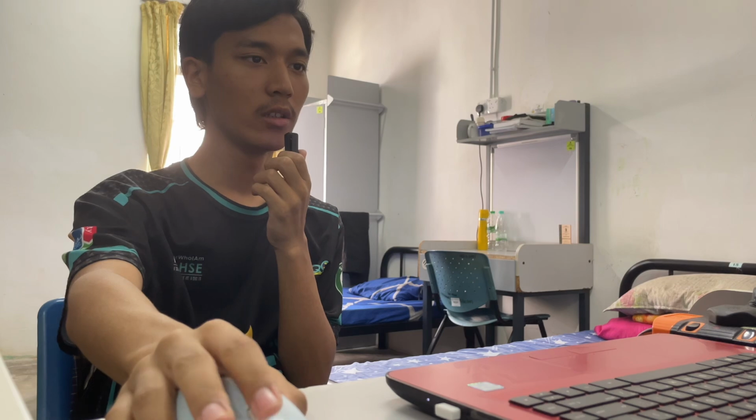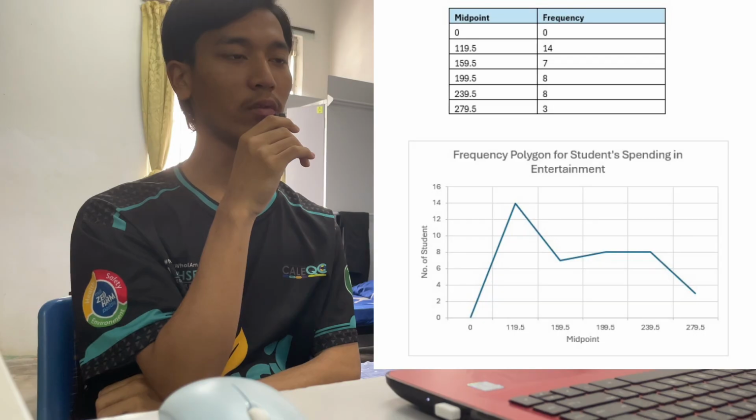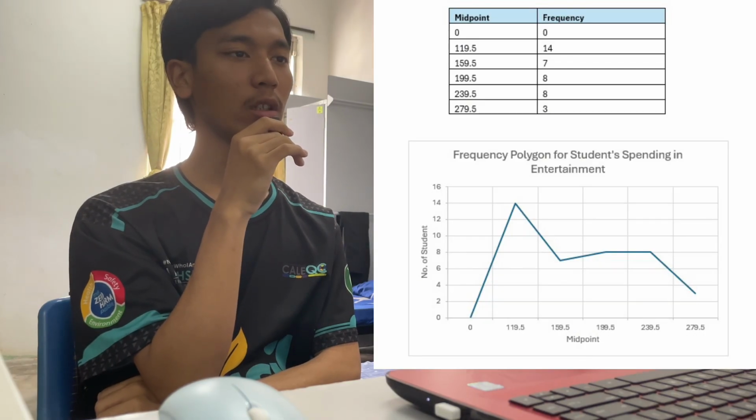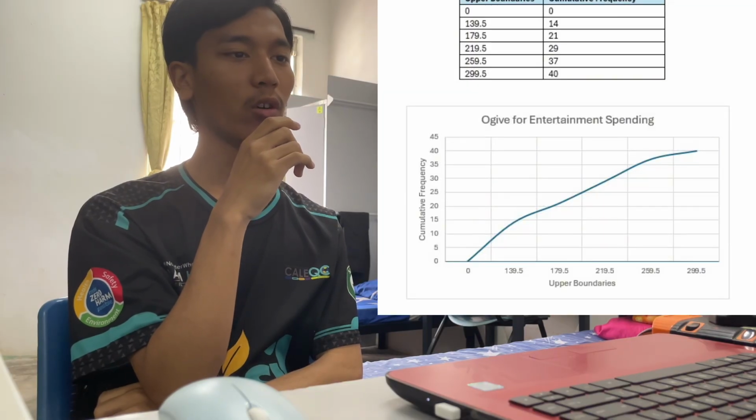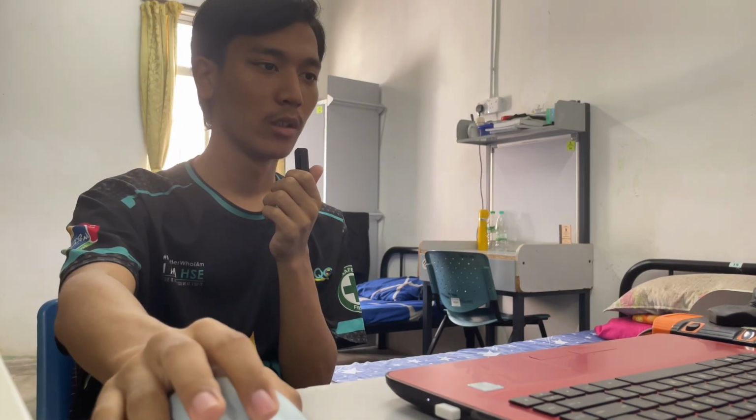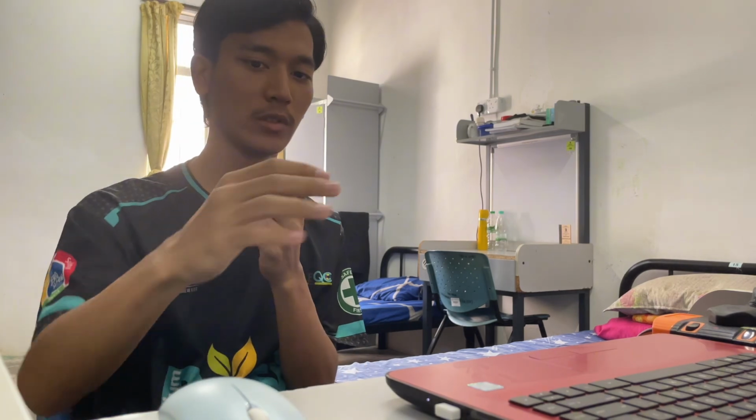The next one is the frequency polygon. This is how our frequency polygon looks after we put in the data. And the last one is the OGIF. This is the OGIF for entertainment spending of college students. Based on all of these graphs, we can see how students spend their time on entertainment.